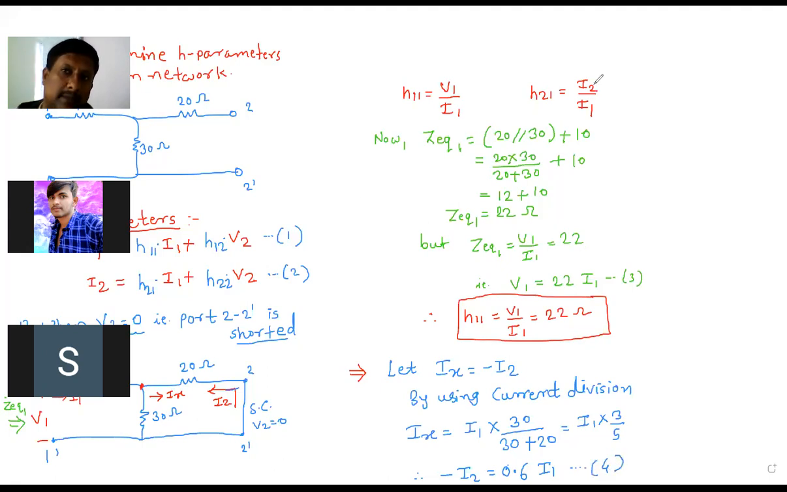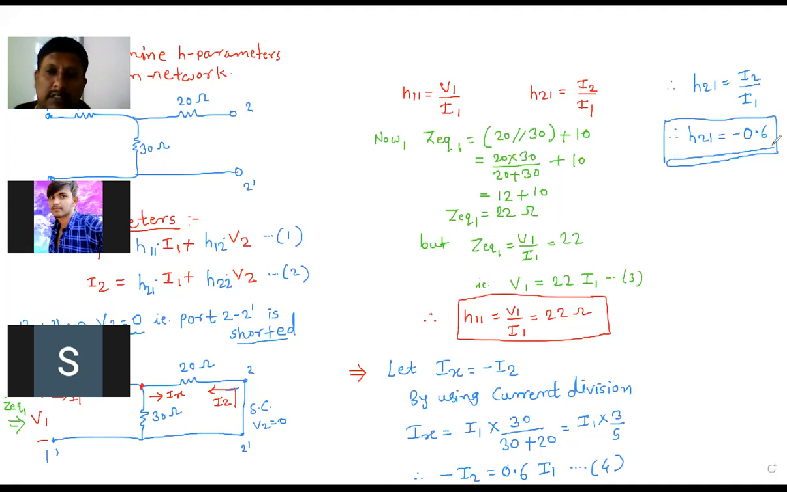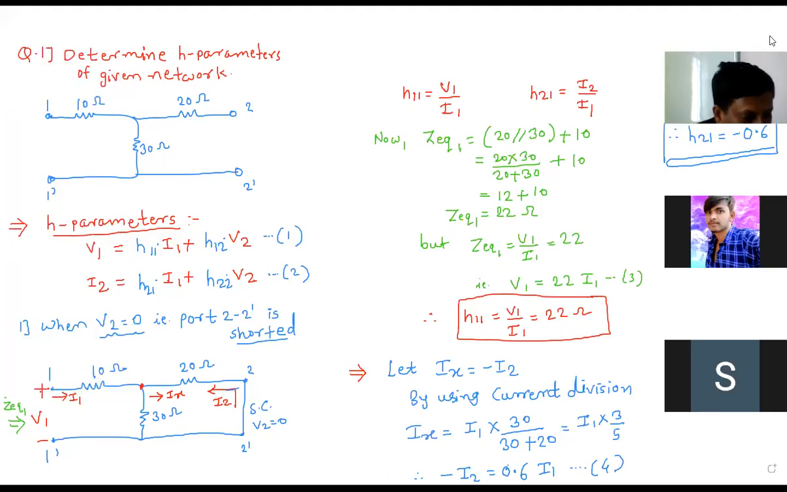Now what do you want? H21. You want I2 upon I1. Therefore H21 is equal to I2 upon I1. How much will it come? Minus 0.6. What is the unit? It is unitless because it is a current gain. Okay, H21 is minus 0.6. So, has everyone understood up to here? First half part we have completed. Okay, so next part we can start now.